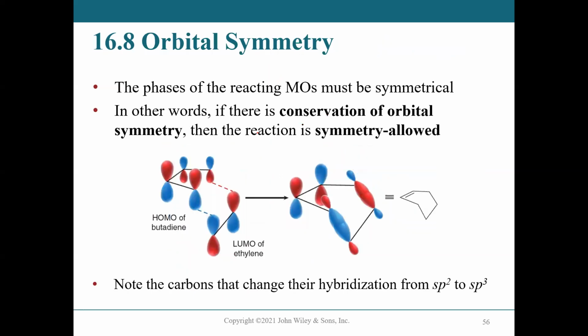All right. So the phases of the reacting molecular orbitals must be symmetrical. In other words, if there's a conservation of orbital symmetry, then the reaction is symmetry allowed. You can see they color code the phases for you, so you can see these phases are alike and these phases are alike. So we're going to have this reaction proceed. Note the carbons that change their hybridization from sp2 to sp3. So they become more p-like.